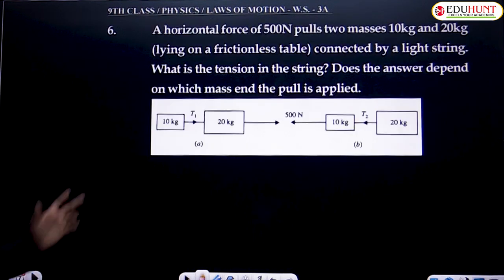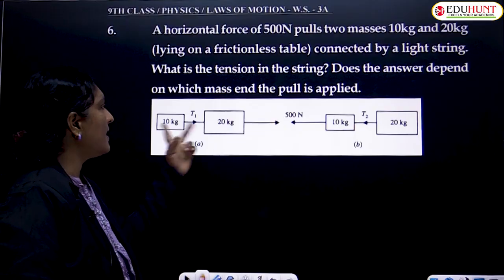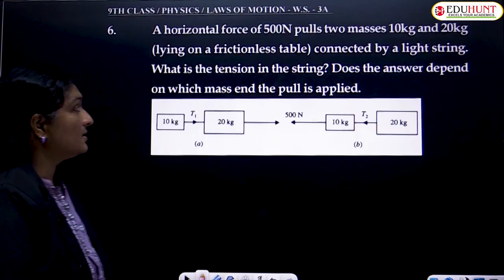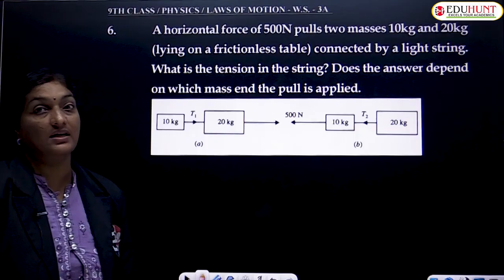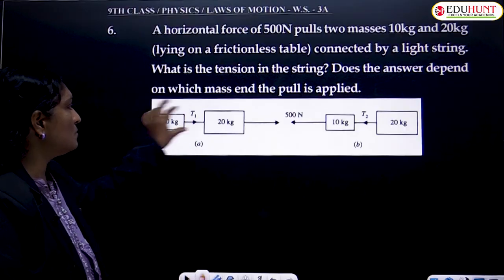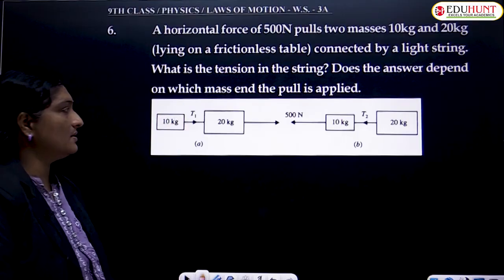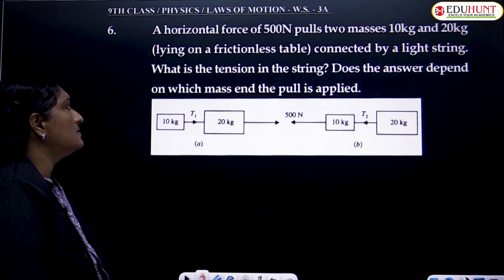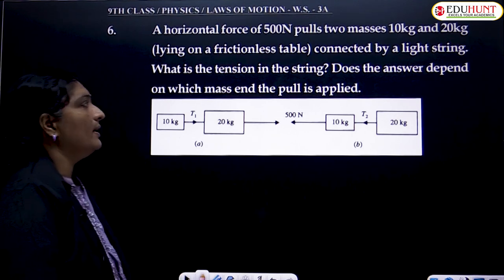Shall we move to the next question? That is the 6th one. A horizontal force of 500 Newton pulls two masses, 10 kg and 20 kg, lying on a frictionless table connected by a light string. What is the tension in the string? You are asked to find the tension T. Tension is there because these two are connected with the help of a string, so some tension is created in the string. Does the answer depend on which mass the pull is applied to?